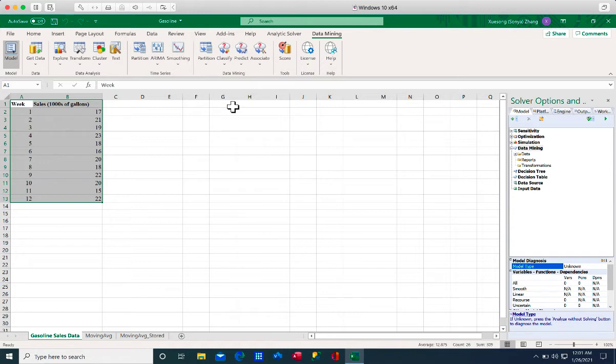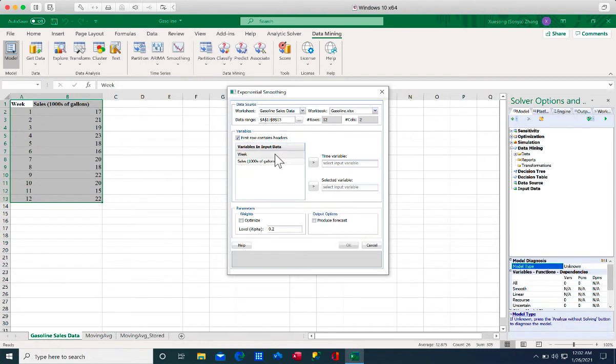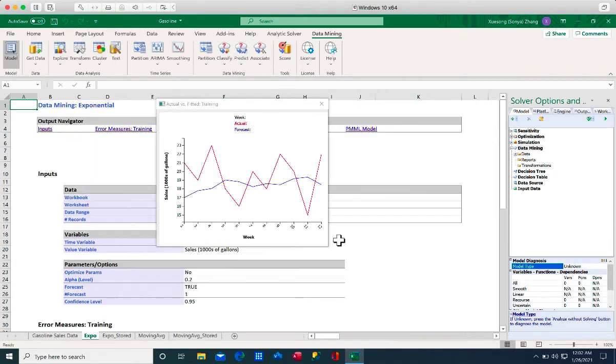We usually use exponential smoothing to make short-term forecasts. If we use it for long-term forecasts, it can be unreliable. But here we have such a small data set, it wouldn't hurt to use exponential smoothing. And I expect this result to be better than the moving average. So under the time series smoothing, select Exponential. Again, Week is the time variable, Sales is the selected variable, and here we keep the default level alpha of 0.2, check Produce Forecast, and click OK.